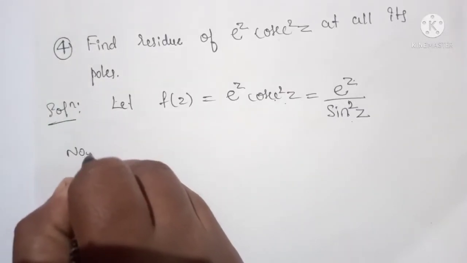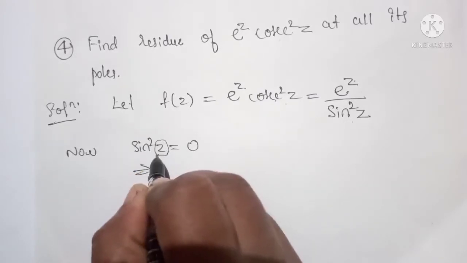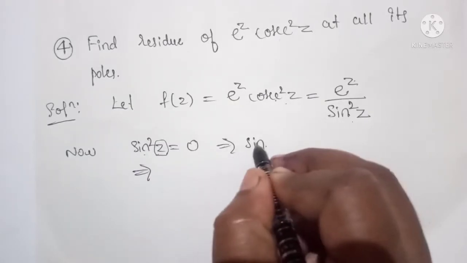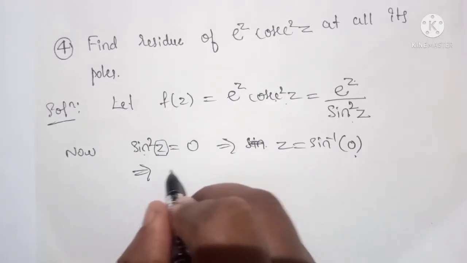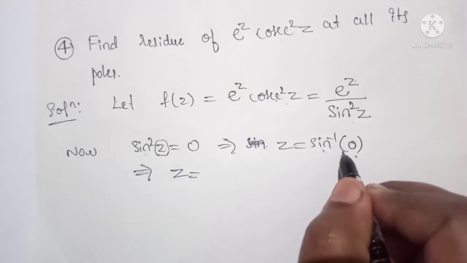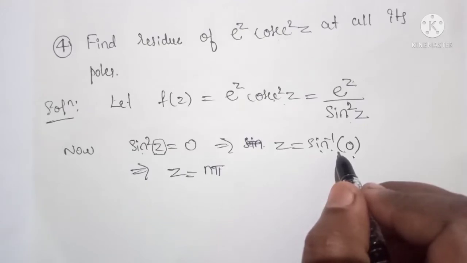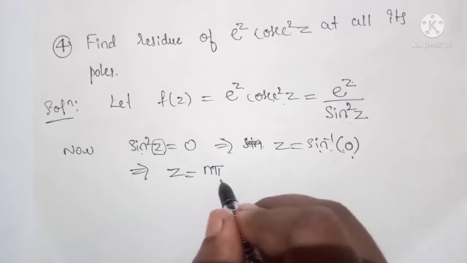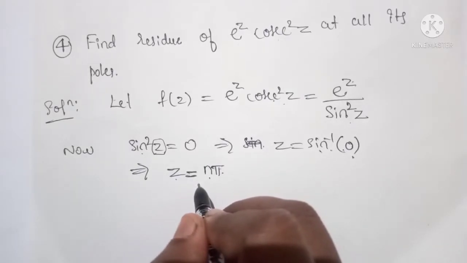So now consider the denominator equals 0, so it implies that sin z equals 0, that is z equals sin inverse of 0. Sin inverse of 0 is n pi, because for even multiples of pi or odd multiples of pi we get 0. So for all n pi we get 0, therefore we get z equals n pi.